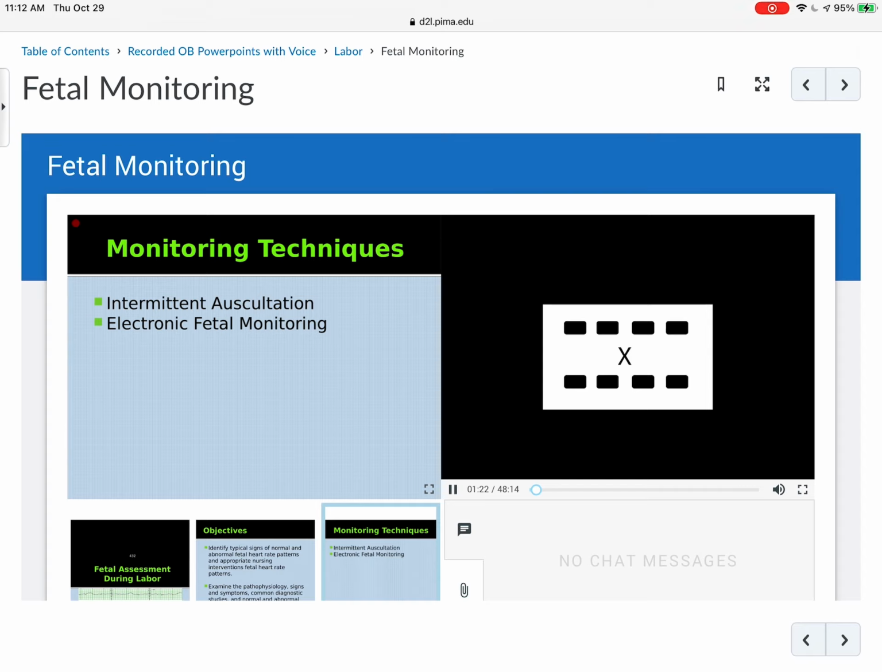I think whenever I talk about assessment, it's always important to know what the norms are, because if you know what the norms are, at least if you don't know what's going on, you can also get somebody to help you identify what is not normal on the strip. There's really 2 types of methods that we use for monitoring. One is intermittent auscultation, and the other is electronic fetal monitoring.